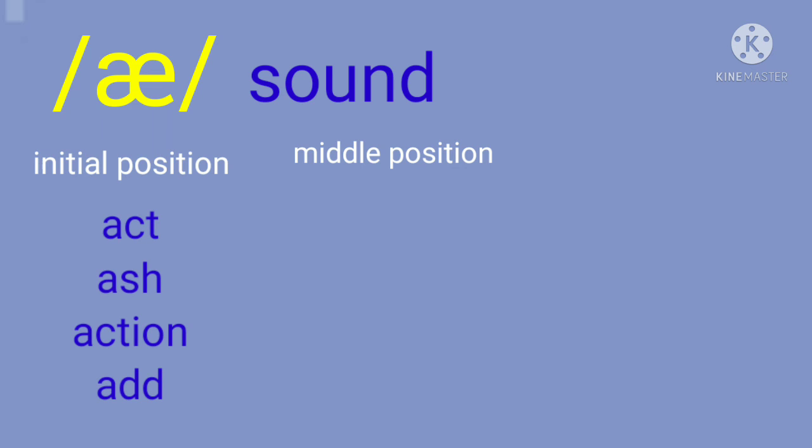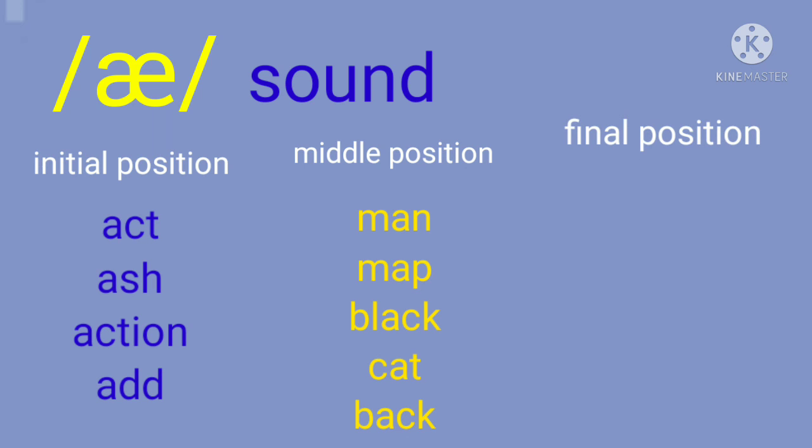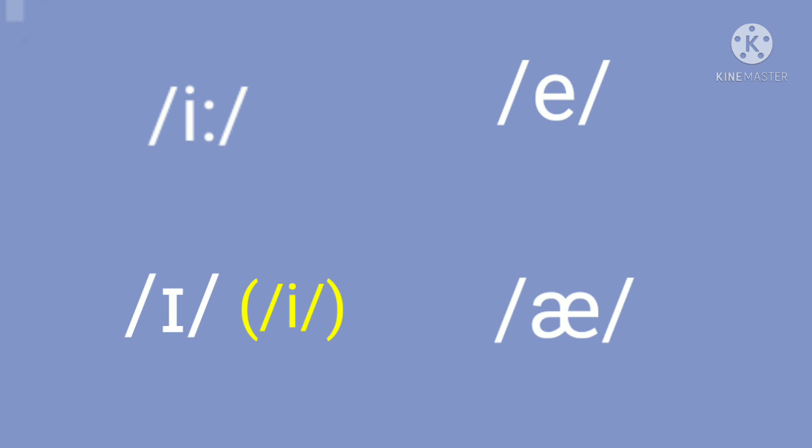Now, in the second column, you know a number of words: man, map, black, cat, back, and so on. This sound also never occurs in the word final position. There is no English word ending in this sound either. Now we have studied the first four phonetic symbols. The next symbols we can study in our next classes.